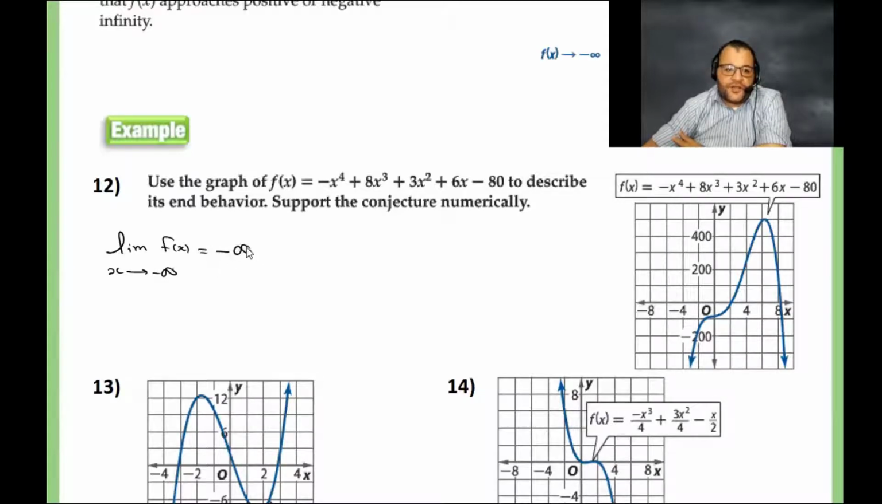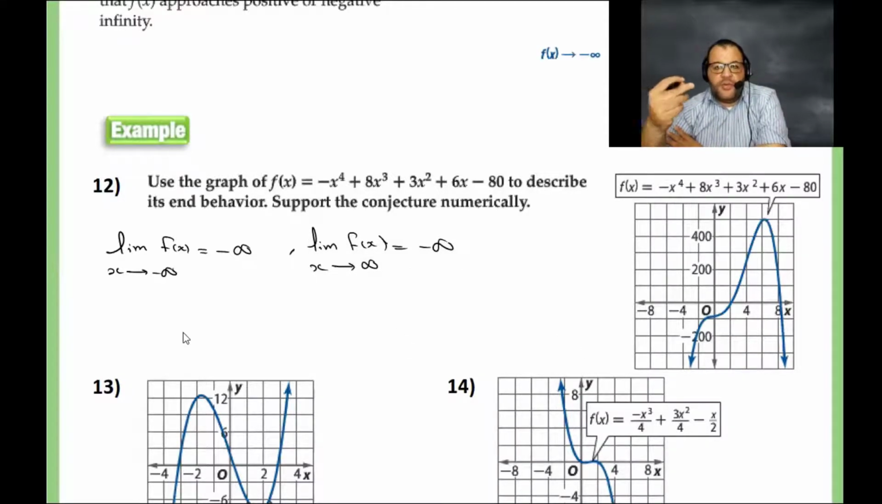Negative infinity. And the limit when x approaches positive infinity, the function also approaches negative infinity. If you didn't remember this one or you didn't understand it, what is the meaning of the end behavior? For the end behavior, you need to study where the function is going at the left part and at the right part.